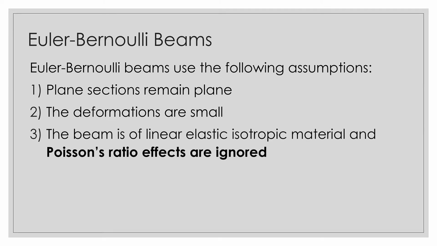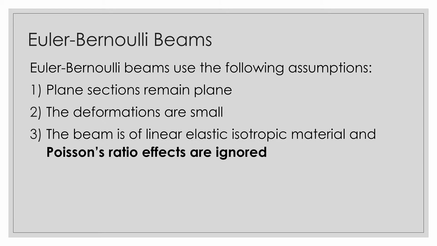The next one, which also relates to the first two, is that the beam is of a linear elastic isotropic material. Referring back to design, we always design things, when they're in service, to be elastic material. As you will see in steel, we design it to be elastic. Well, if it's elastic, therefore we can say that plane sections remain plane, and so on.